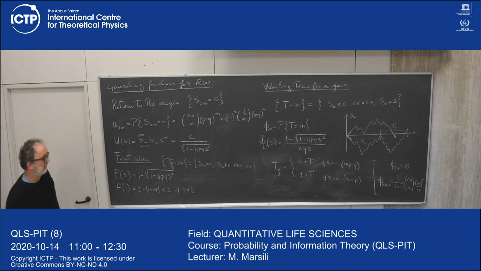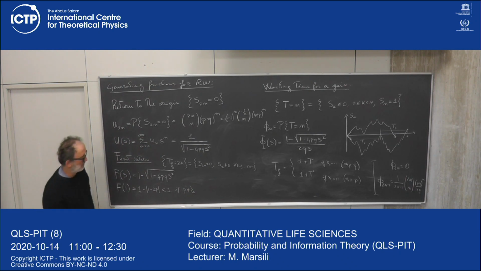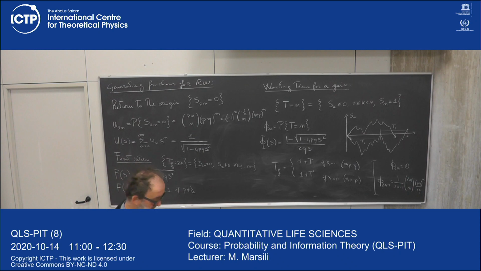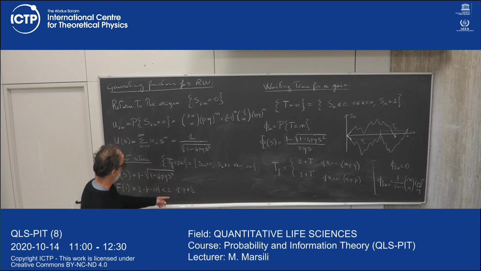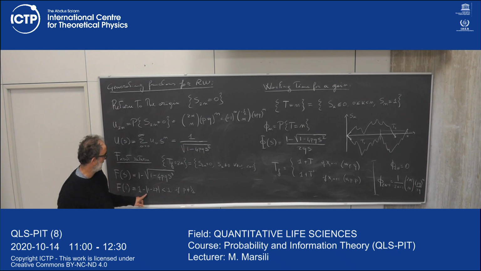So it means that if p is different from 1/2, there is a finite probability, which is the absolute value of 1 minus 2p, that the random walk will never get back to the origin. And instead, with p equal to 1/2, we recover the result that we have discussed last time, because it becomes just 1 minus the square root of 1 minus s squared.